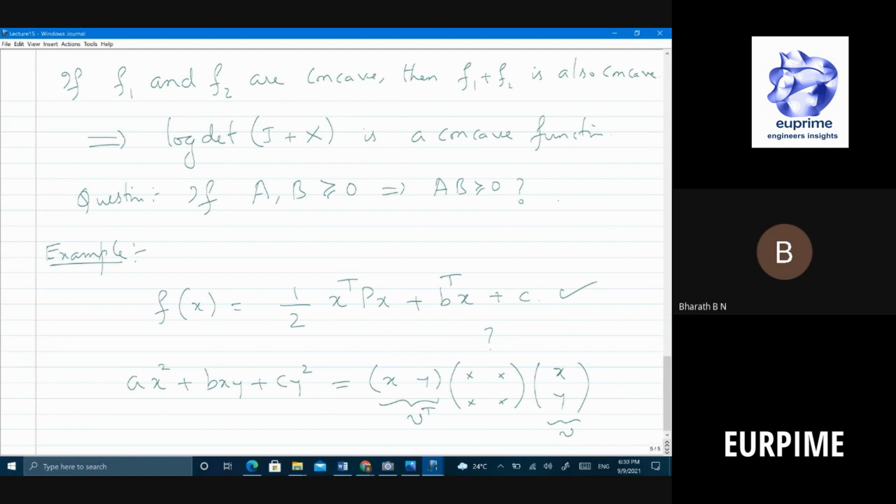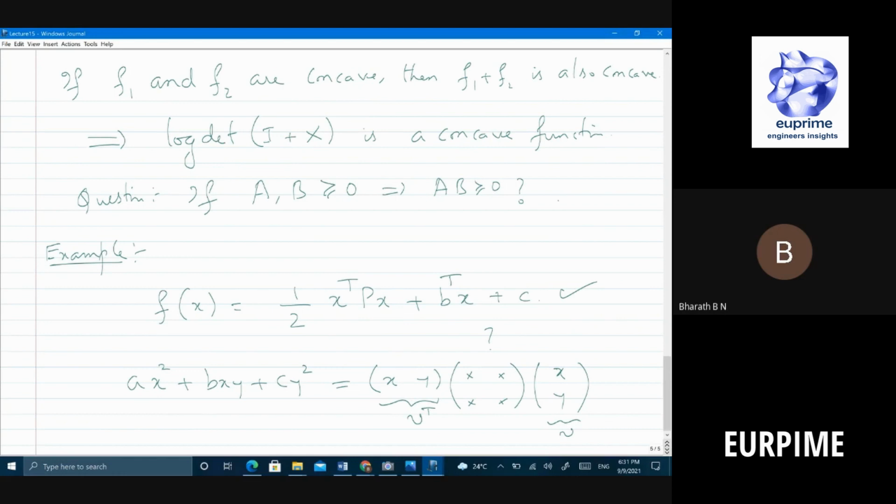Any idea? How do you show that this is convex? What is it that you have to do? You have to take the second derivative. In this case, Hessian, right? What is Hessian? First derivative is what? x transpose Px. Well, matrix derivative you may not know, or vector derivative. So let's use intuition, or you can just download the matrix cookbook, the derivative cookbook, couple of pages of these kind of results which you can use.